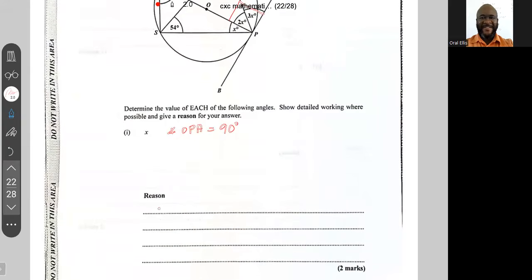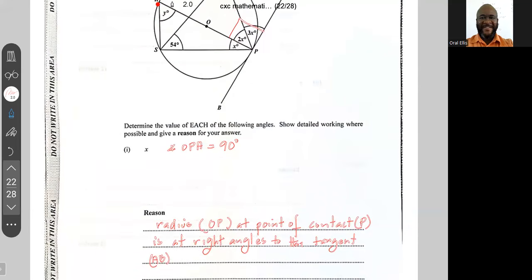And the reason for that is that the radius OP at point of contact P is at right angles to the tangent, and the tangent is AB. So that is the reason, that's the circle theorem reason why that angle is 90 degrees.